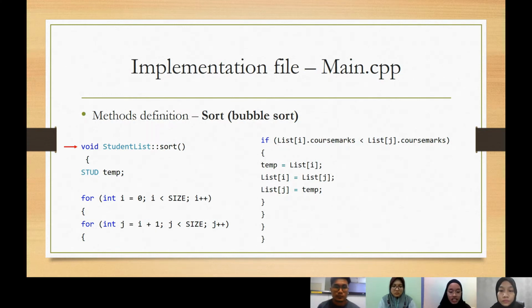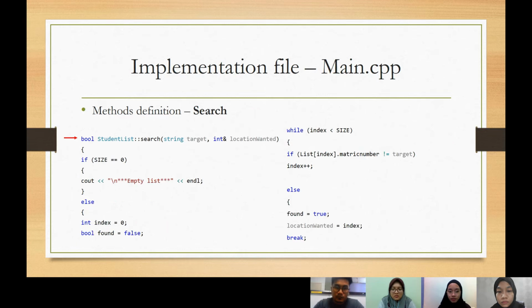For int j, it has to be one ahead of list i, because as we can see there, int j is equal to i plus 1. So list of i course marks must be less than list of j course marks, because we will arrange the course marks decreasingly. We assign temp the value of list i, and list of j will be put into list of i if list of i is less than list of j. That's all.